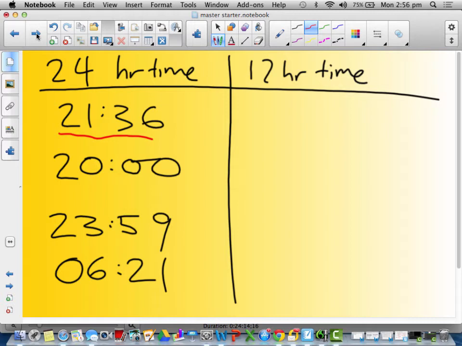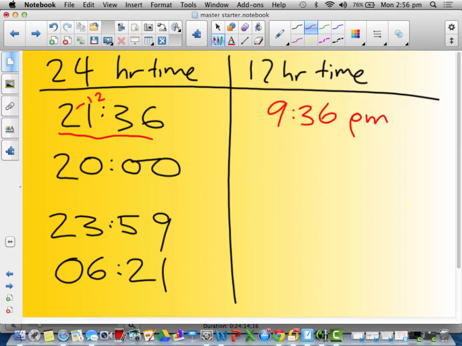Okay, and I hope you've had a go. And 2136. Well, let's do the minus 12 technique. If you minus 12 from 21, and of course it's after 12, so you've got to do that. So 21 take away 12 is 9. So that means it's 9:36 p.m.